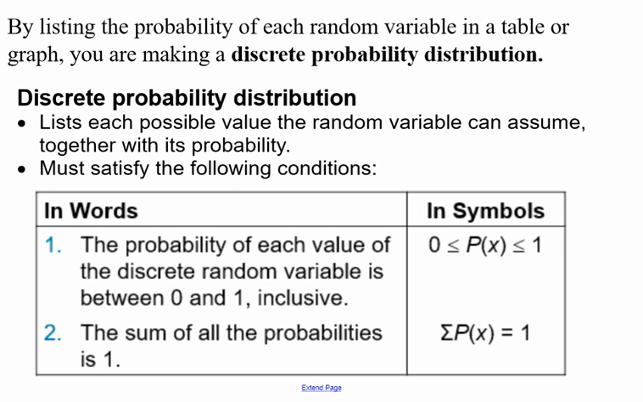In a discrete probability distribution, you list each possible value that the random variable could obtain, and then you write its probability next to it. It has to satisfy the following two conditions. The probability of each event has to be between 0 and 1, and if you add up all the probabilities, they have to equal 1. It's kind of the two rules for probability.